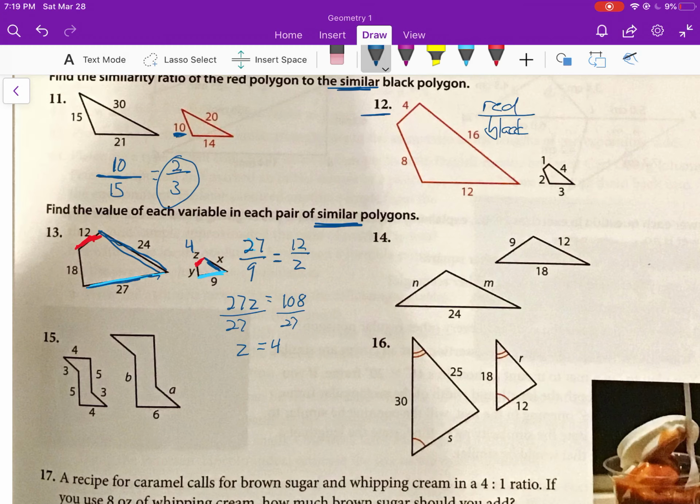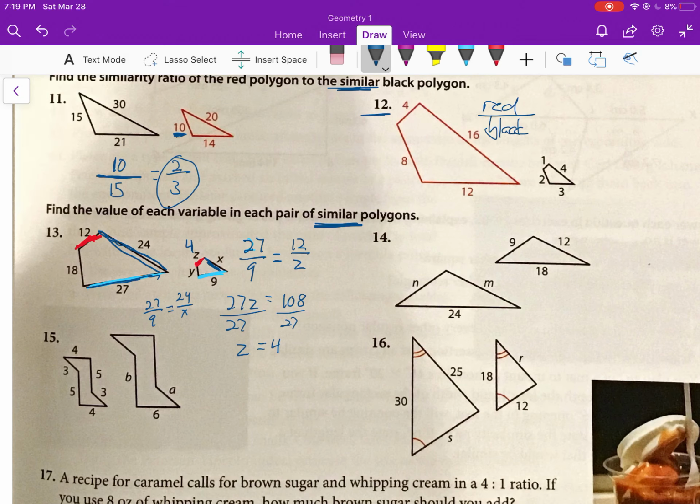So you can do it that way. You can keep going, and now you can do 27 over 9 equals, and we can come to the 24 over x, and you can solve for x. I will say that's probably not the most efficient way. That's a way that always works, and no matter what the ratio is, it will work.